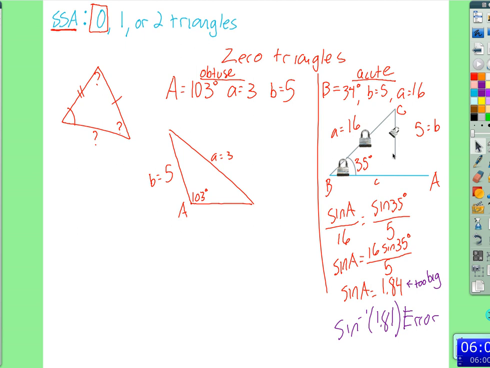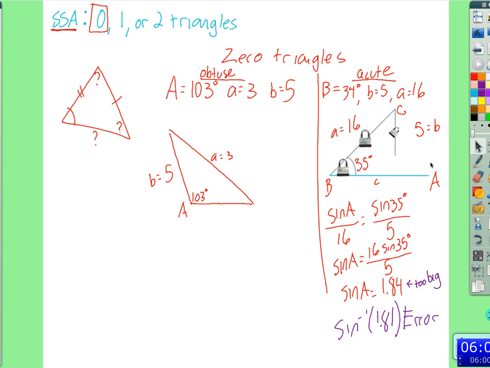So two times where there might be zero triangles, we have an obtuse angle, pretty clear. And we can see that before we even start our work. And here, I think there is a way to figure out how long this side would have to be, but it's a bit of a chore, and it probably takes about as much time as doing your work and figuring out that there was an error. Okay. So we'll just stick with that.